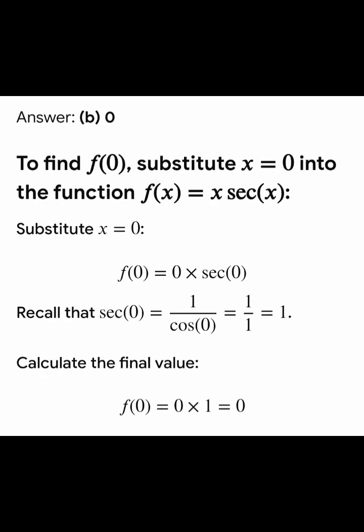The next question: if f of x is equal to x sec x, then f of 0 is dash. We know f of x is equal to x sec x, and if we substitute the value of x equal to 0 here, we can write f of 0 is equal to 0 into sec 0. We know sec 0 is equal to 1 by cos 0, this is equal to 1 by 1 and this is equal to 1. So f of 0 is equal to 0 into 1 and this is equal to 0. So the answer is 0.